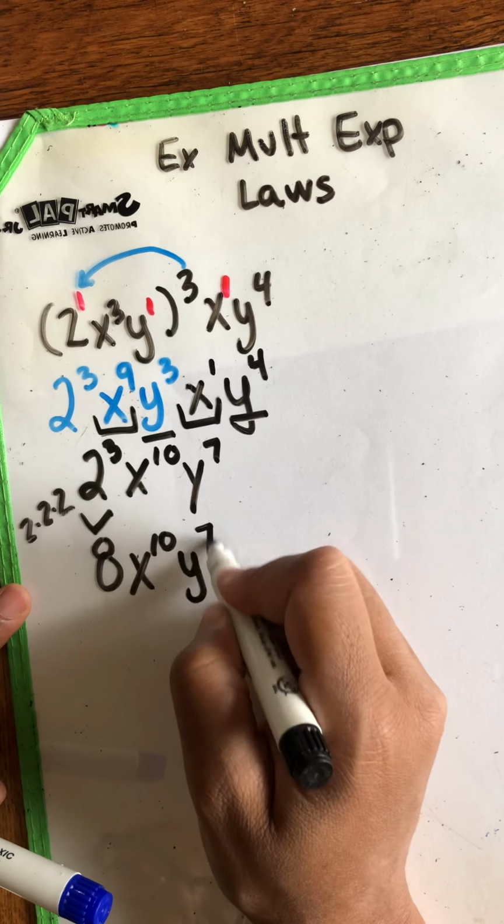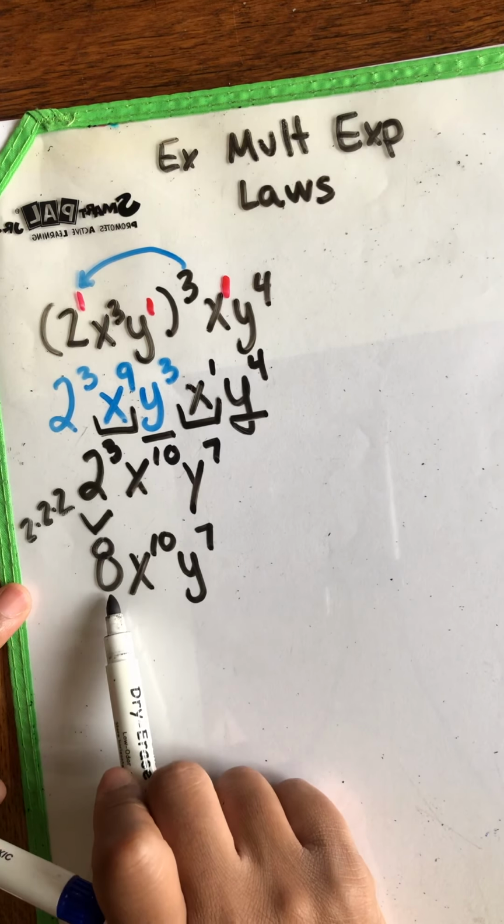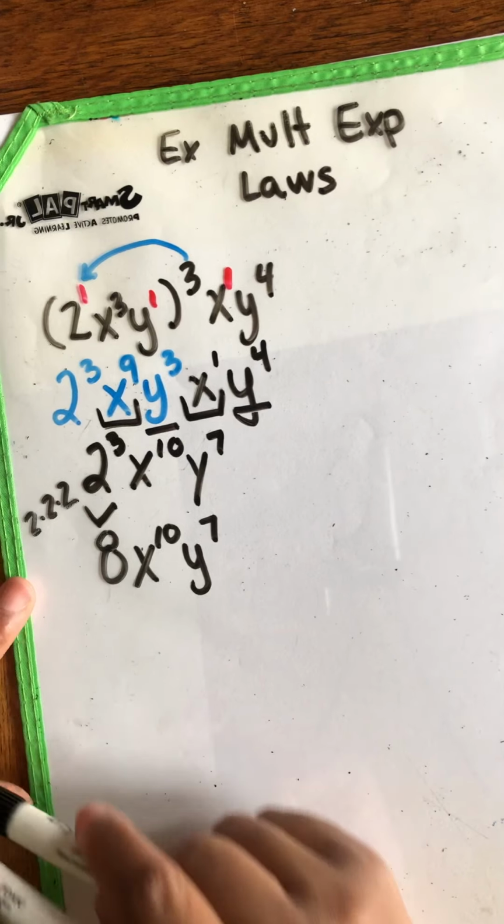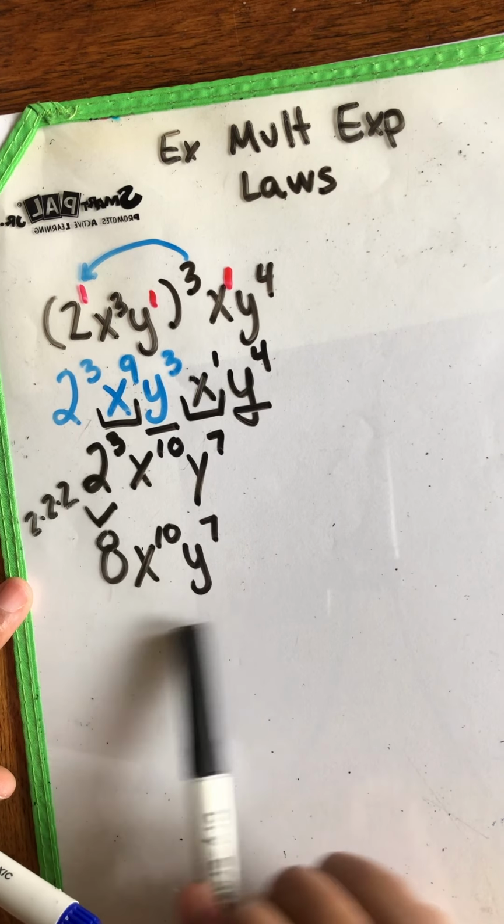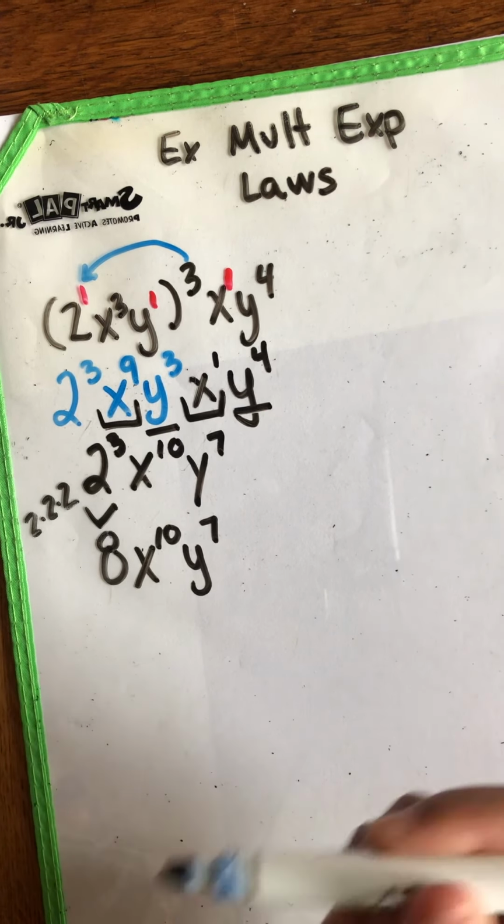Remember to check to see if these are in the right format. In standard form, your coefficient or big number should be out front, and the rest should be in alphabetical order. Second example.